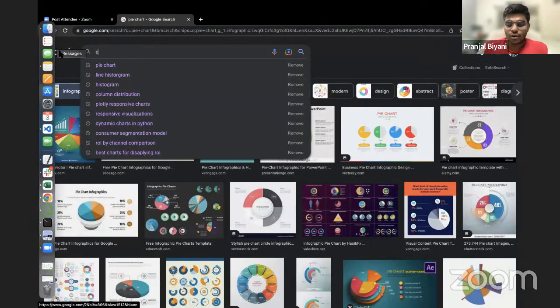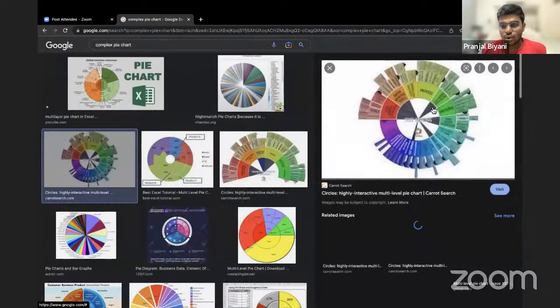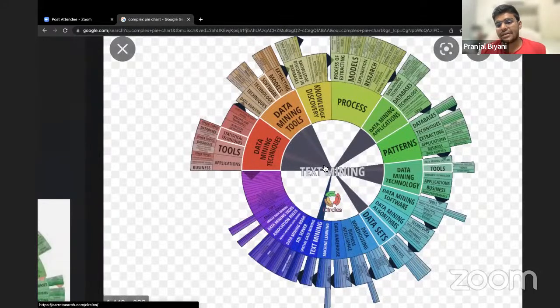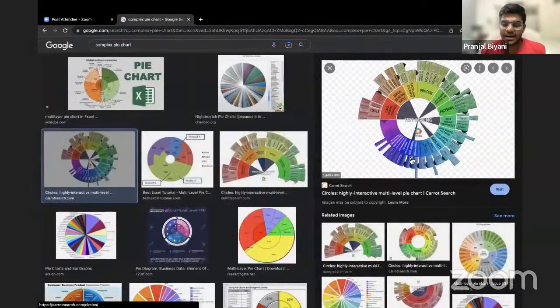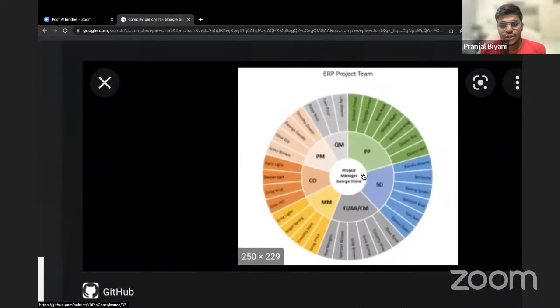If you go for a little more complex pie chart, you can see that it can go like this also. There is categorization in the pie chart. In the total text mining business, there is data mining techniques, data mining tools, knowledge discovery process, data mining applications, patterns. Inside patterns, there is databases, techniques, extracting, application, business, etc. Inside databases, there are multiple subcategories. So pie charts can be made very complicated. This is also an interesting example: the pie chart of a project management team. There is MM, CO, PM, QM, all of these, and individually in these roles they have multiple employees.